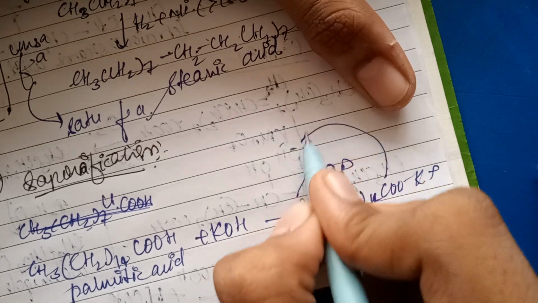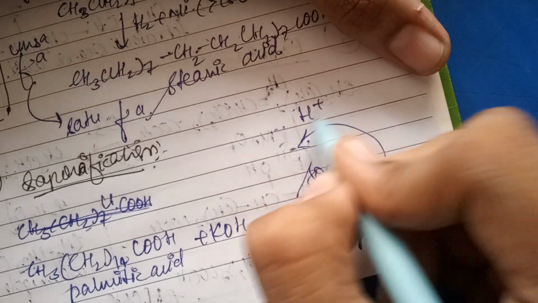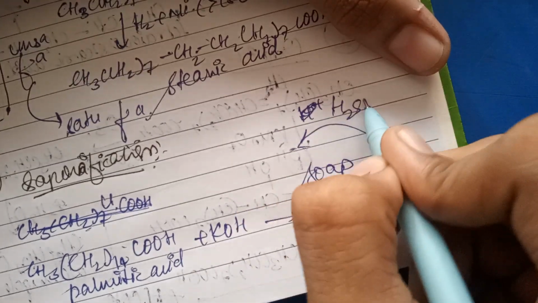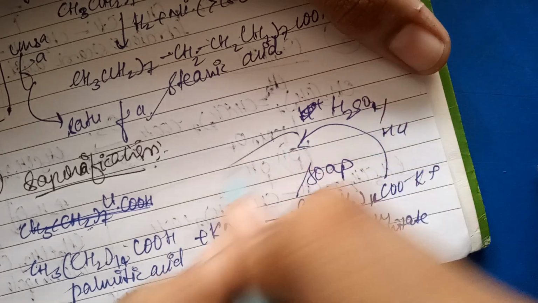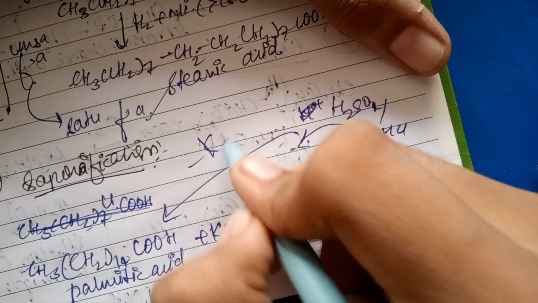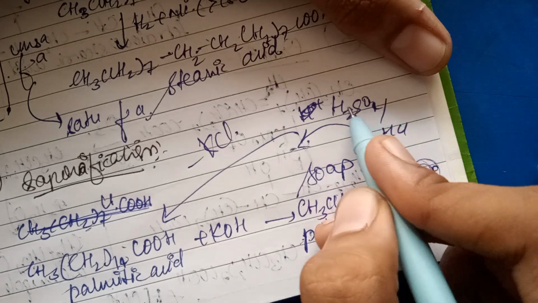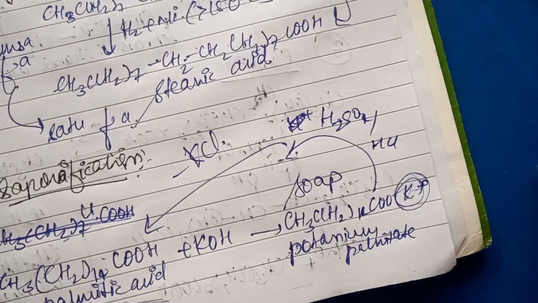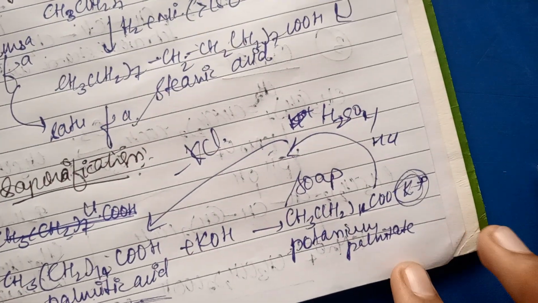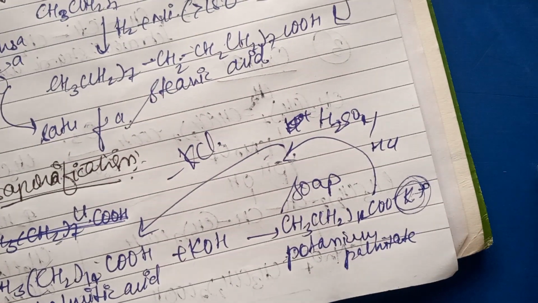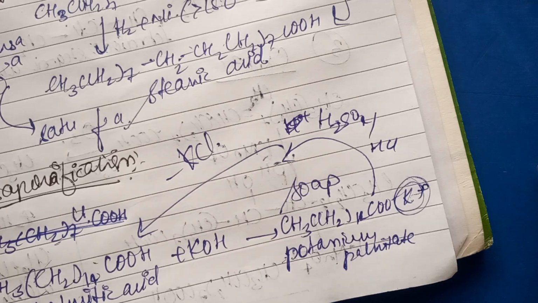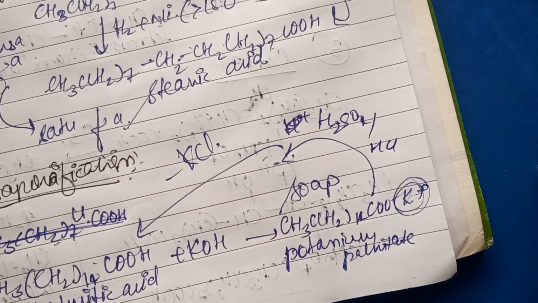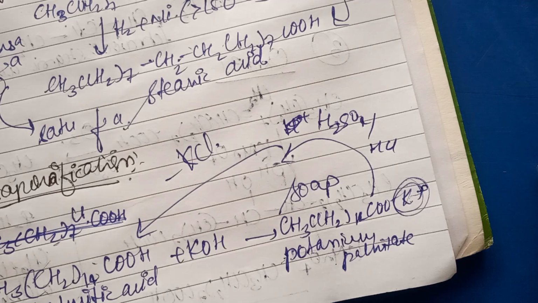And when this is reacted again with H+, H2SO4 or HCl, we'll get the same acid. With removal of KCl, that is, K will be removed along with this, and H will be added, we'll get palmitic acid again. So in the soap formation process, the metallic salt of soap is formed on reaction of fatty acids with potassium hydroxide. Hydrolysis reaction gives potassium palmitate, a very simple reaction.